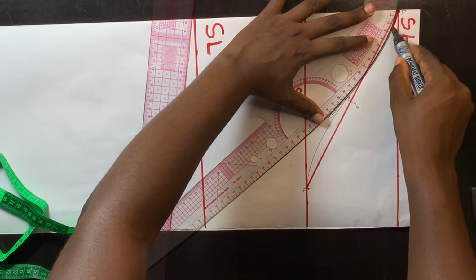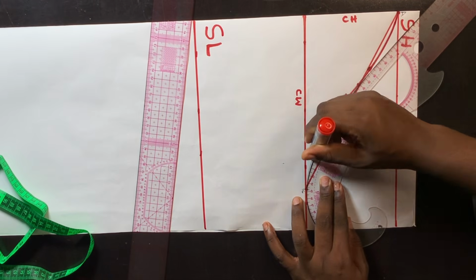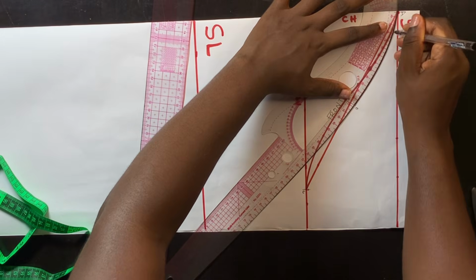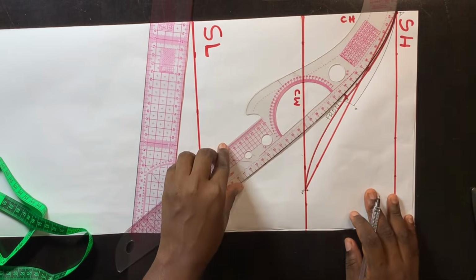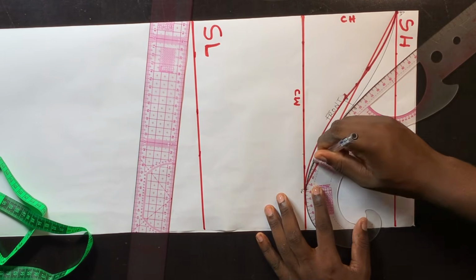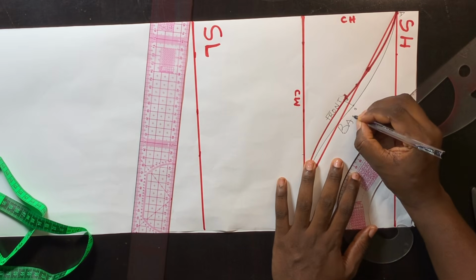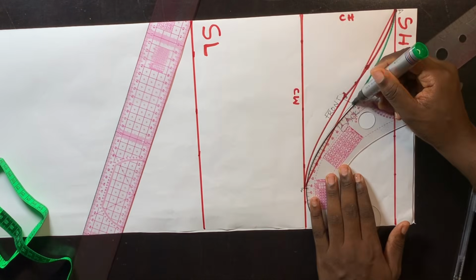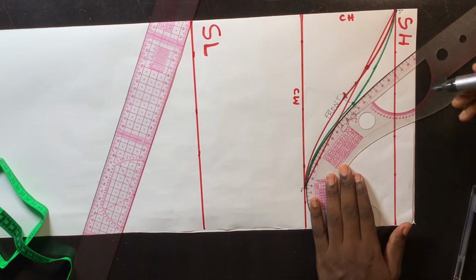I'm also going to go in with my red marker to make the curve more visible. Okay, then for the back armhole curve, I'm going to connect point A to point D and then finally point D to point C, and I would label it back. I would also go in with my green marker to connect the points to make it more visible.